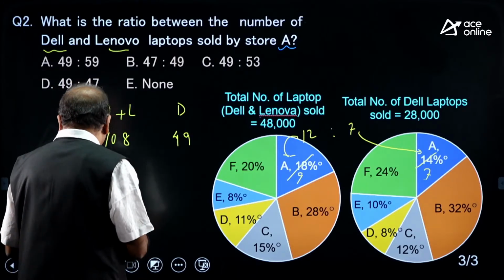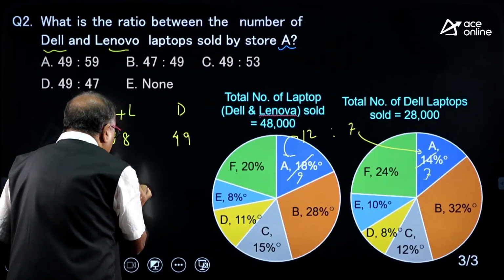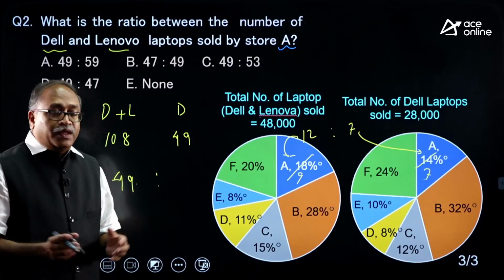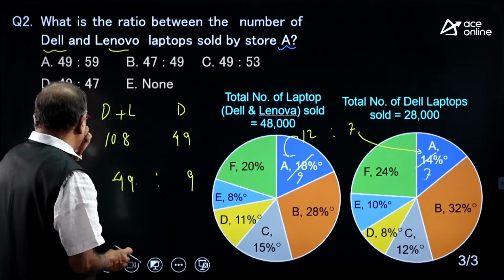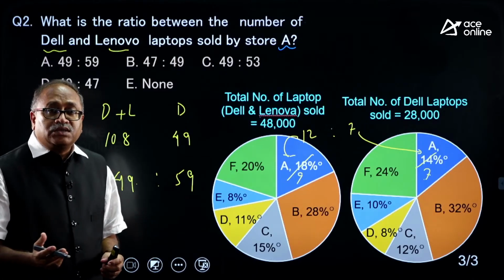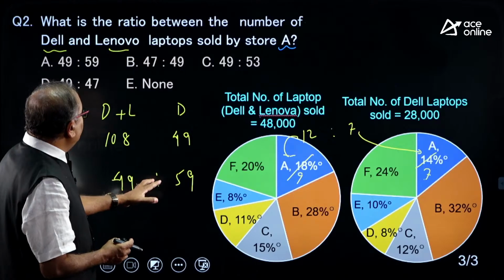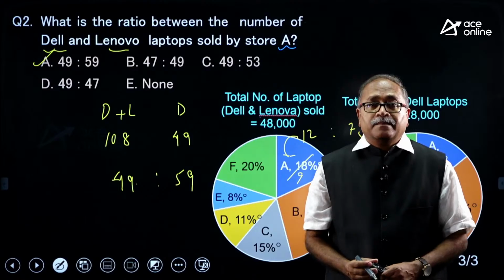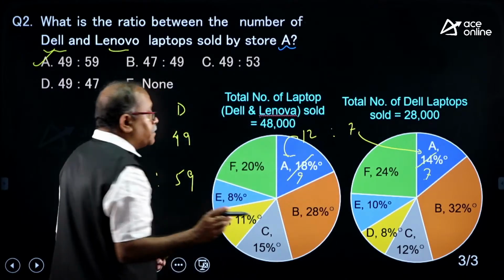Now, the 49 is Dell. So, let me erase this one, and here 49 is Dell, and what is Lenovo? The total minus Dell, I will be left with Lenovo, and that is 18 minus 9 is 9. Am I right? 18 minus 9 is 9, and here it is 9 and 5. So, this is what my ratio is. Do we have any option? 49 is to 59, 49 is to 59. Option choice A. These are previous questions, 2 years back questions. So, you can see.